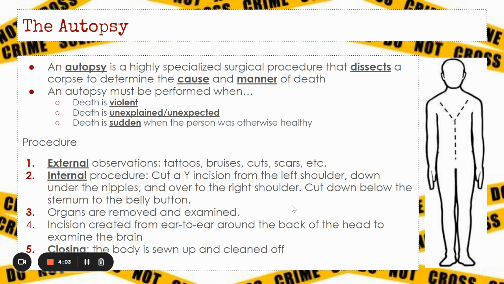Next, the organs are removed and examined. They're often weighed. They will examine like the heart and the lungs to determine if there's any sort of disease or trauma to them that could have caused the death. Once the body cavity is examined, then an incision is going to be created ear to ear around the back of the head in order to examine the brain. And finally, the body is closed up, so it's sutured together, cleaned off so that the body is clean and put back together.